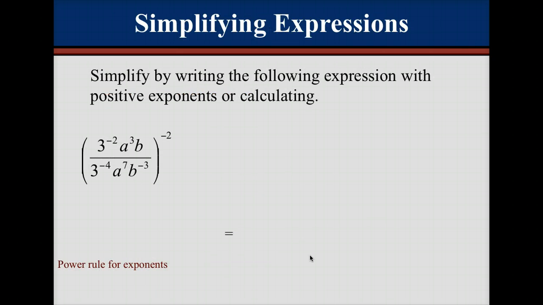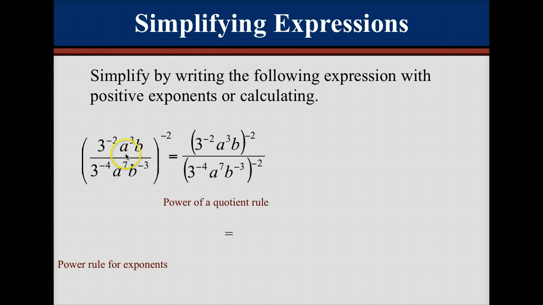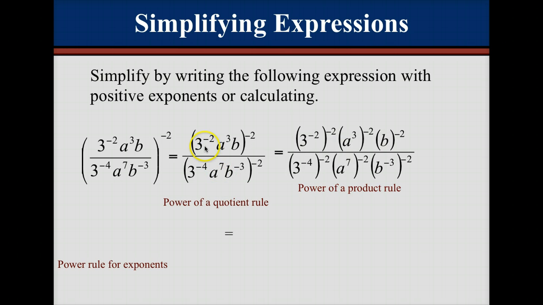Let's simplify some expressions now. We're going to simplify this expression and keep positive exponents. By the time we're done, we're going to have all positive exponents. So we're going to rewrite this, the numerator and the denominator, to the power of -2. Now we're going to write each of the individual parts of the expression to the power of -2. That's the power of a product rule.